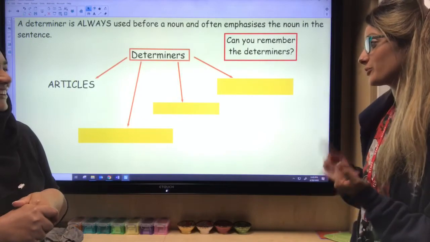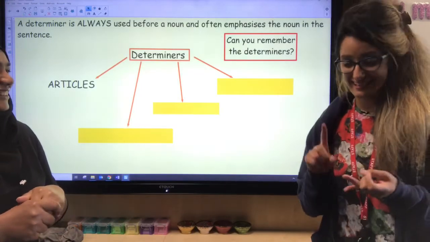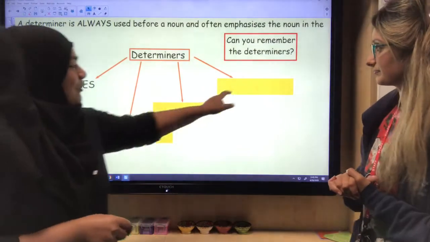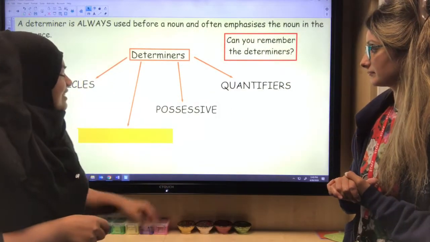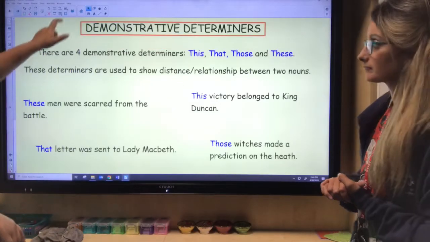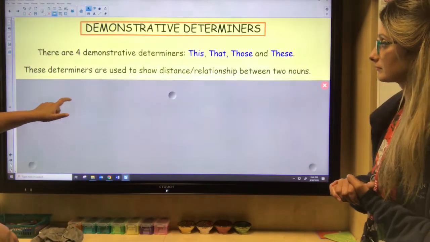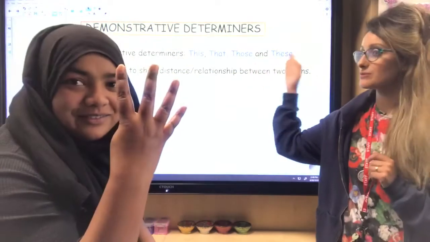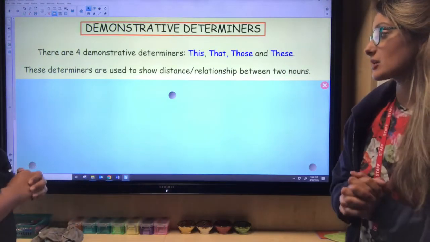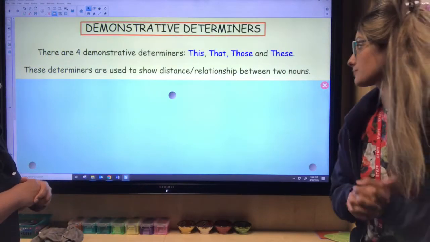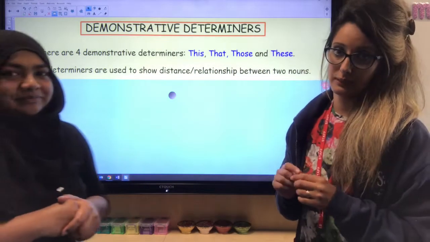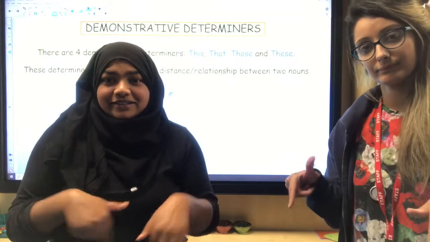Yes, there was quantifiers, possessive, and demonstrative. Brilliant. You used to work backwards. So we've got quantifiers, possessive, and demonstrative. So we are going to be looking at demonstrative determiners today. So demonstrative determiners, what are they, Mrs. Gale? Well, there's four different types. You've got this, that, those, and these. And these determiners are used to show the distance or relationship between two nouns. Remember, a noun is a person, place, or thing. Okay? A person, place, or thing.